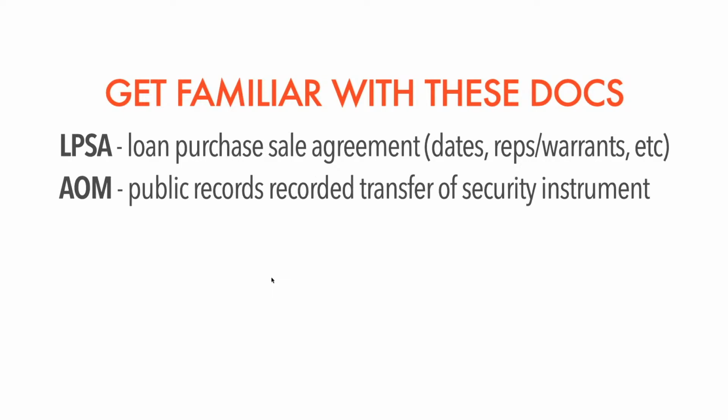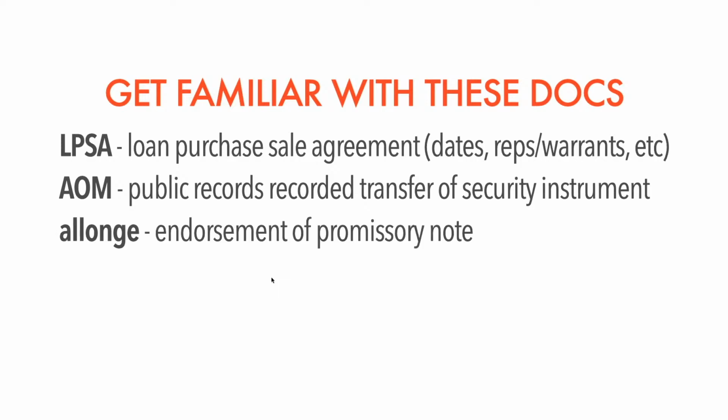So next one here is the assignment of mortgage. The assignment of mortgage, as you know, is the transfer document that's recorded in the public record to bring the security instrument from the seller to the buyer as far as officially vested ownership. Now, the assignment of mortgage, and the allonge, well, we'll just jump to this now as well. The allonge is the endorsement of the promissory note.